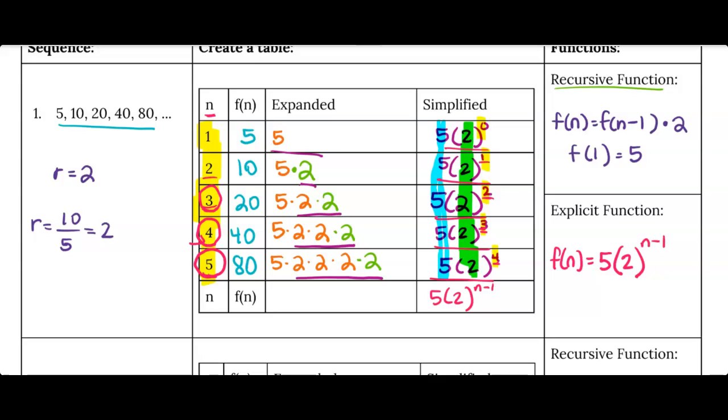We can check that by finding the sixth term. If I plug into here, I would have 5 times 2 to the 6 minus 1, which would be 5 times 2 to the 5th, which matches in line of what comes next after the 5th term. So 2 to the 5th is 32. So I'm going to do 5 times 32 to get my answer, which will be 160. And 80 times 2 is 160, so we know that we've done that correctly.